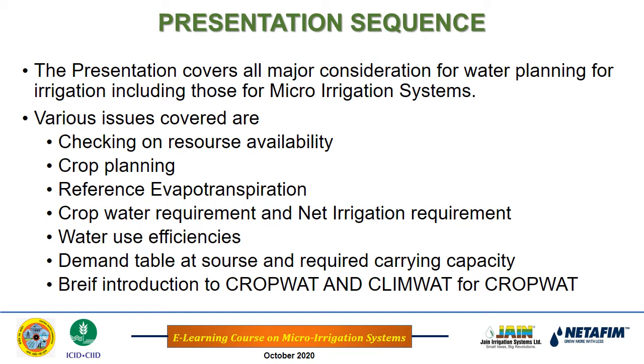Then there will also be a brief introduction to some open source software provided at the FAO site, which is also good to use and can give quick estimation of crop water requirement. And also a source on open source software on ClimVat, which is a software that gives us climatological data for a particular given location.